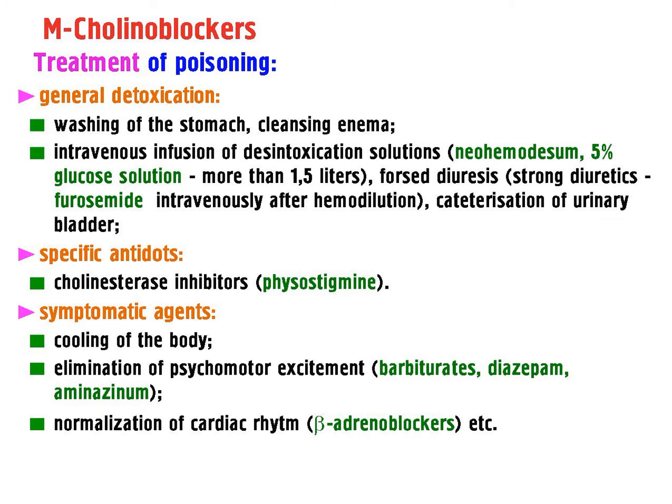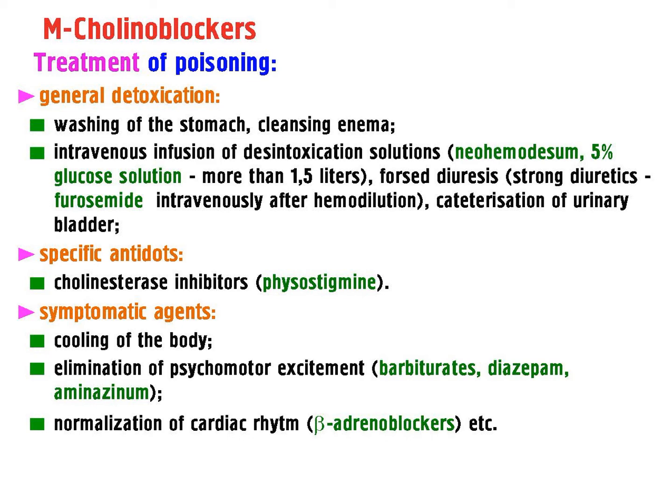And treatment of this intoxication usually consists of general detoxification measures, such as prevention of absorption of the poison in the stomach and administration of detoxification solutions. Administration of specific antidotes, and in this case, antidote for M cholinoblockers is cholinesterase inhibitor, such as neostigmine or physostigmine.